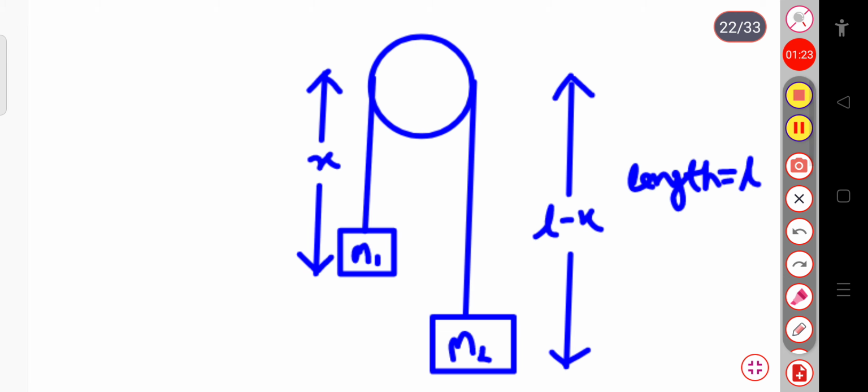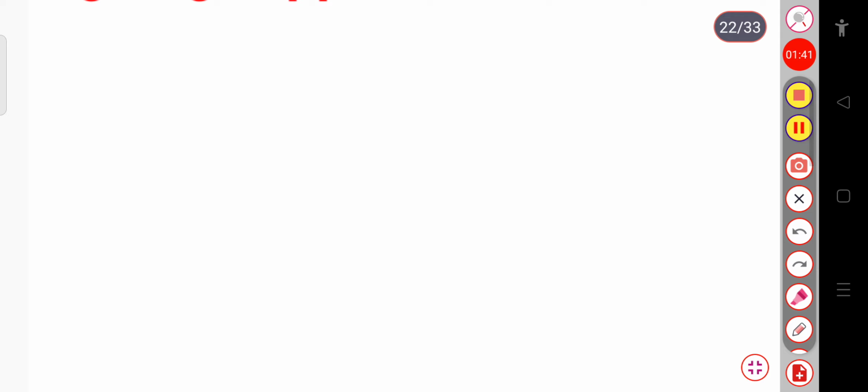This Atwood machine is an example of a conservative system with a holonomic constraint. Holonomic constraint means the constraint forces will not depend on the velocity, and here the length is constant, that is the length is fixed. Now let us write with me.